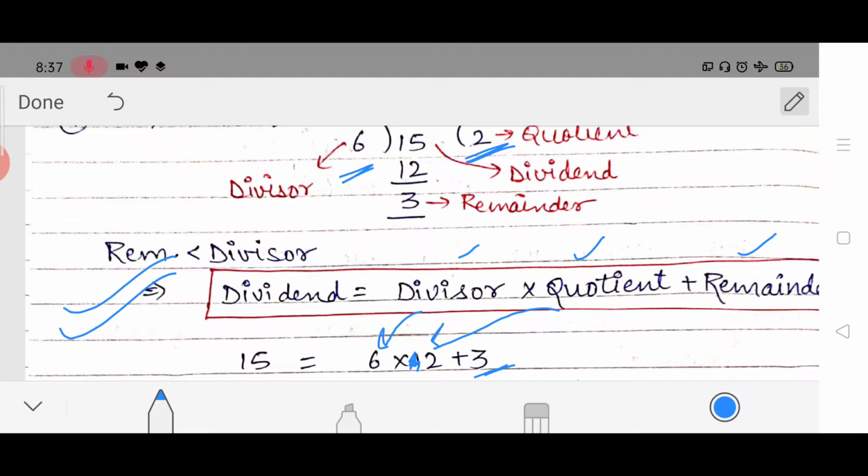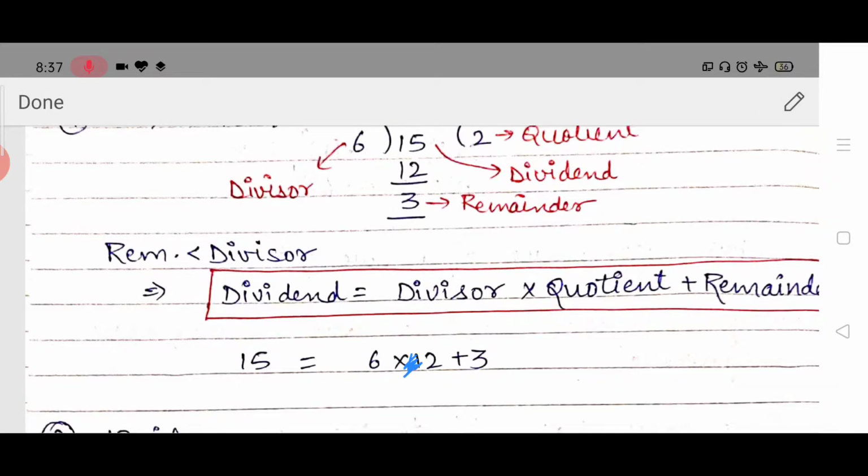So what will be the result? 6 into 2 is equal to 12, and 12 plus 3 is equal to 15. So what was 15? 15 was the dividend. This is the basic formula which we use to verify whether our quotient and remainder are correct or not. Firstly, it was not 12, it was 2.